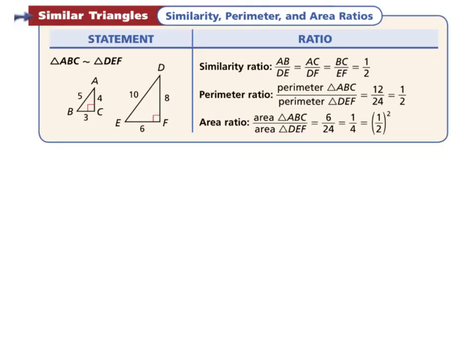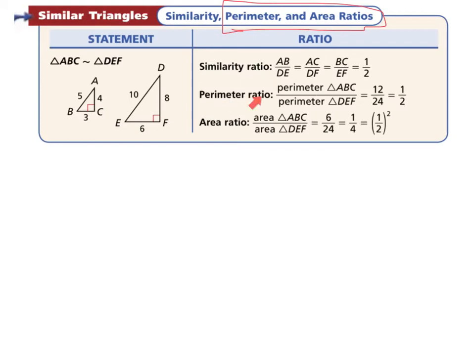The next thing you're going to do with similar triangles is talk about similarity, perimeter, and area ratios. The perimeter and area ratios are probably new for you. If you have two similar triangles, the similarity ratio is the fraction from one side to the next, the ratio of the sides. So for example, 5/10, 4/8, 3/6, the similarity ratio is 1/2. Pretty easy.